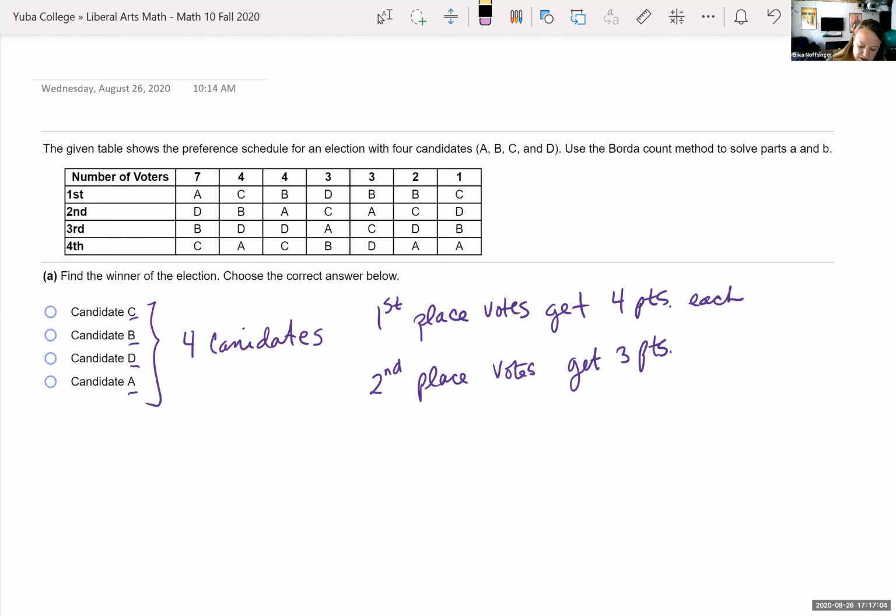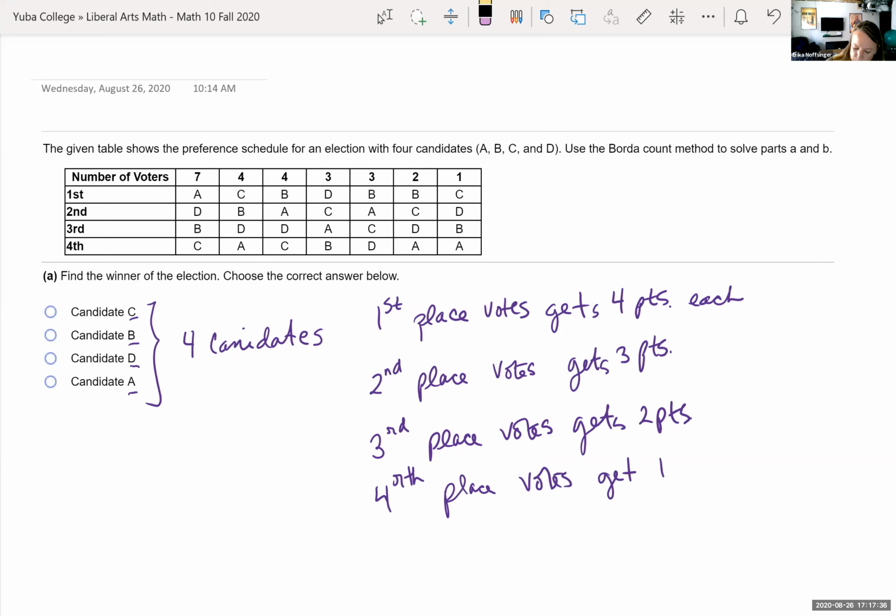Third place is 1 less than the points from the place above, so third place is going to get 2 points each. And then fourth place votes only get 1 point per vote. So do you just multiply the points by the number of voters there are?